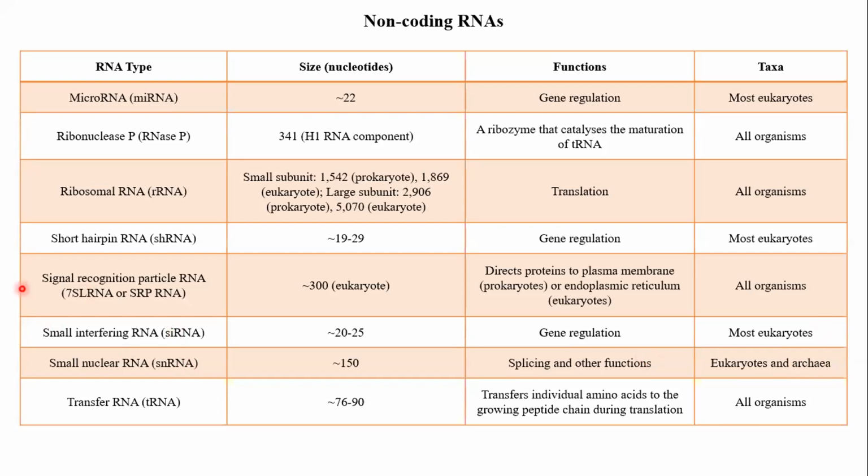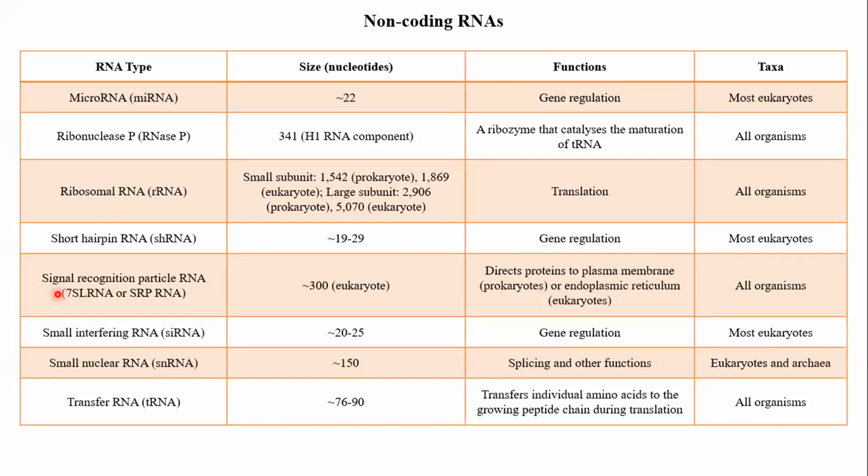And the last is signal recognition particle RNA. The signal recognition particle is around 300 nucleotides in eukaryotes. And what is the function? Directs proteins to the plasma membrane in prokaryotes or the endoplasmic reticulum in eukaryotes, and they are present in all organisms.